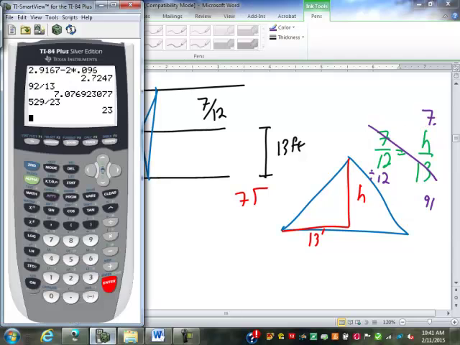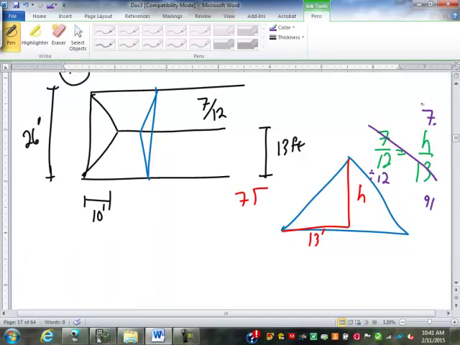7 point. This is going to make me work today, aren't you? Oops. Divided by 12, not 7. 7.58. There you go. 7.5833. That is our height.